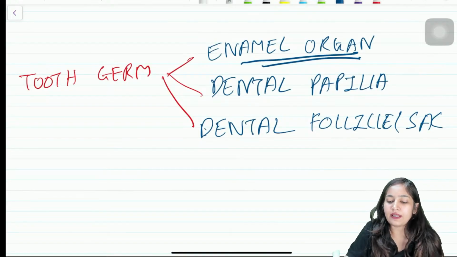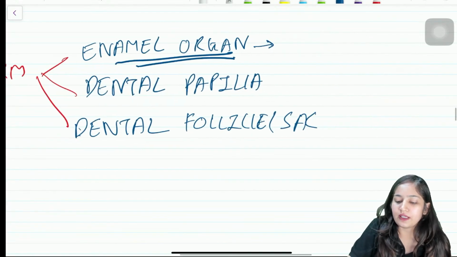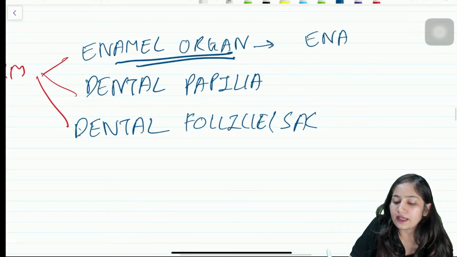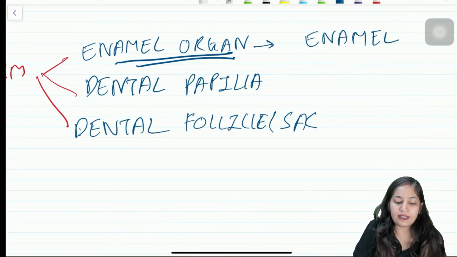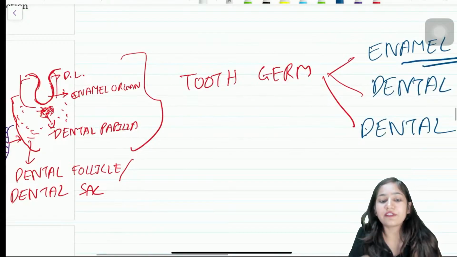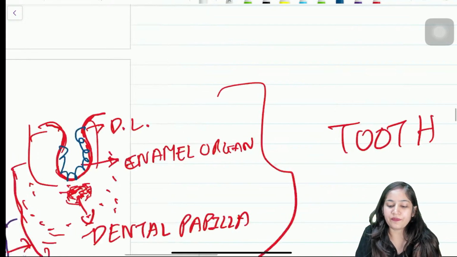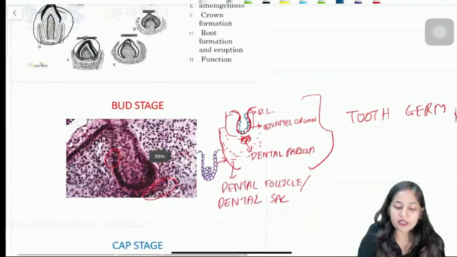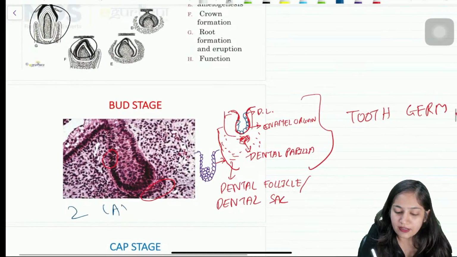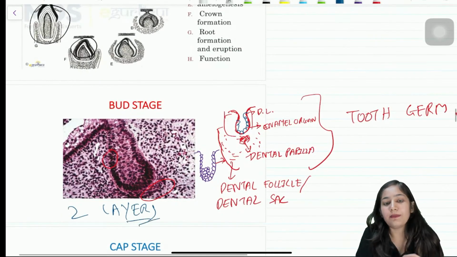It is mainly involved in the formation of enamel, and here we can see it is mainly formed by the proliferation of the ectodermal cells. These are our ectodermal cells which form the enamel organ. And mainly here in the bud stage we have two layers, right? Outer columnar and central polygonal.